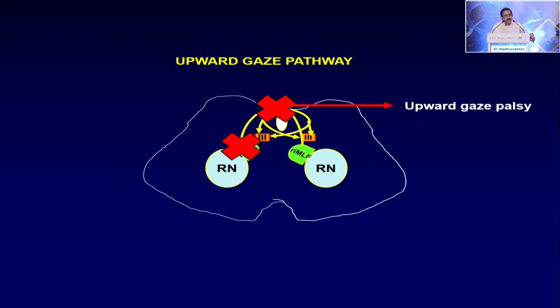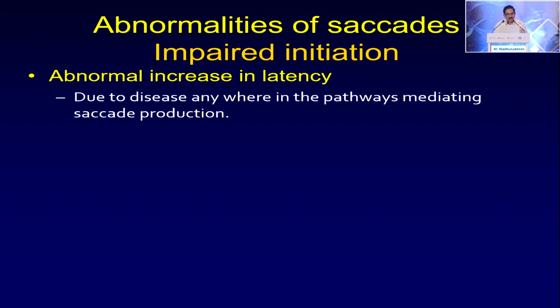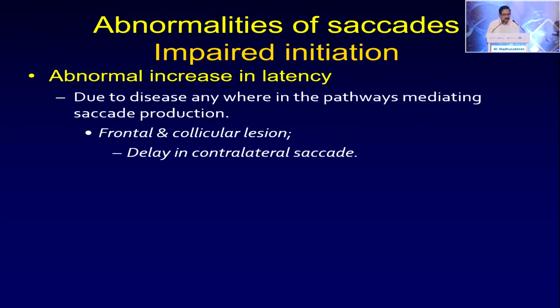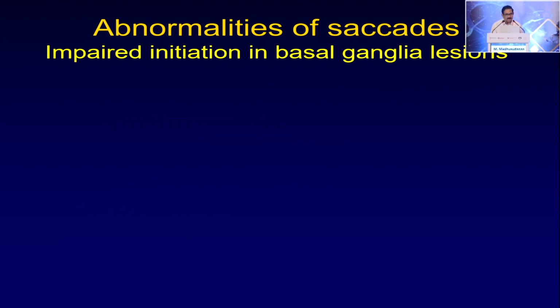And RIMLF on one side will produce ipsilateral downward gaze pulse. That produces Van de Weyck syndrome. Now, coming to the abnormalities of initiation, long latency can be due to disease anywhere in the pathway, maybe in the frontal lobe or collicular lesions, spontaneous lesions, basal ganglia lesions, and the extreme form is oculomotor apraxia.